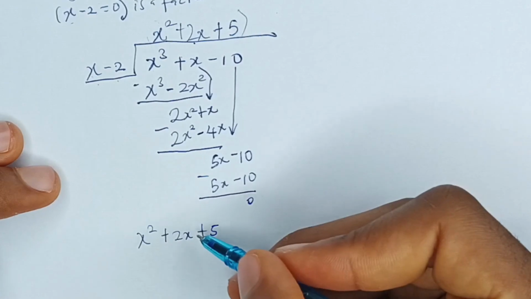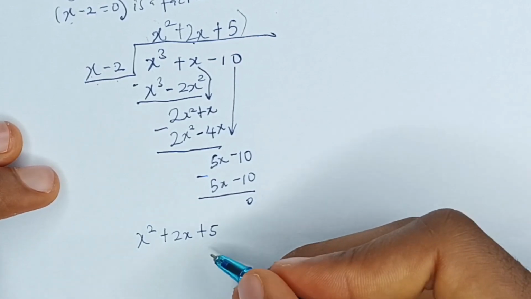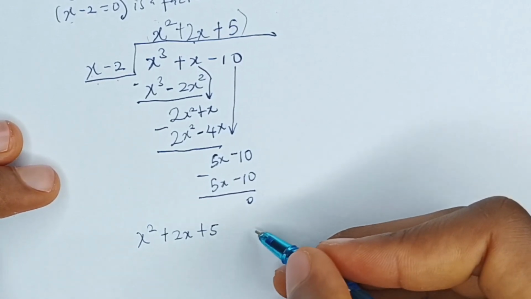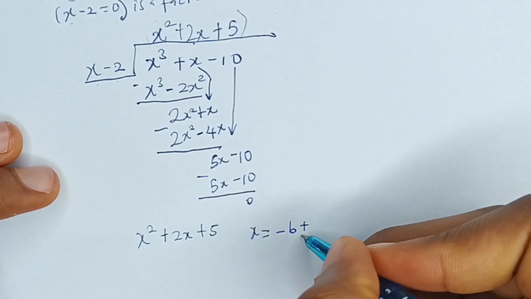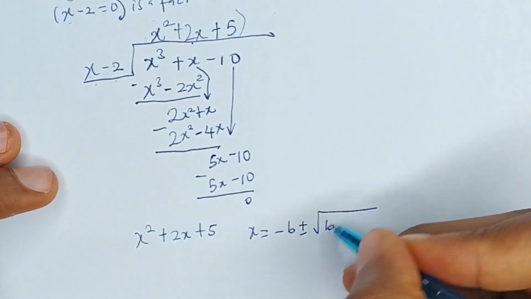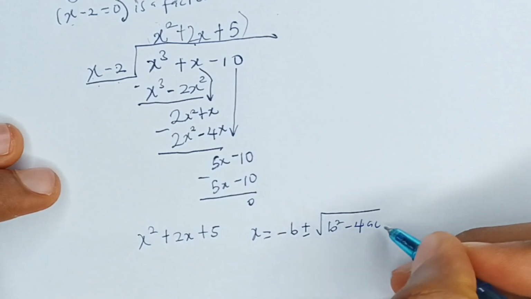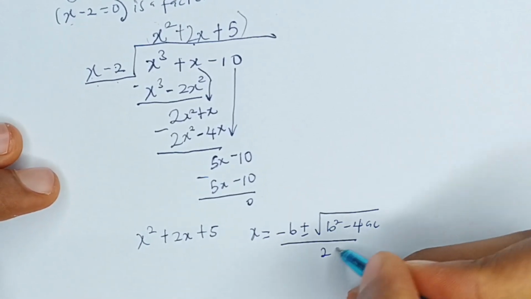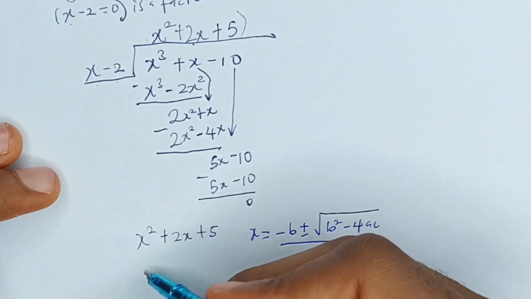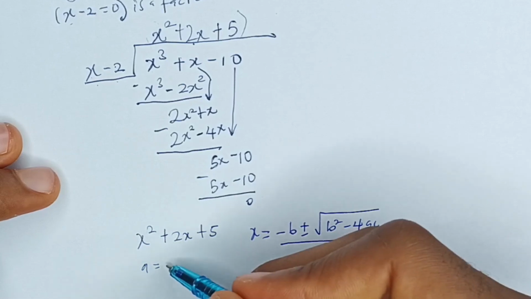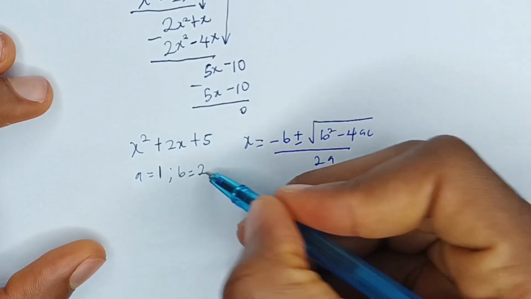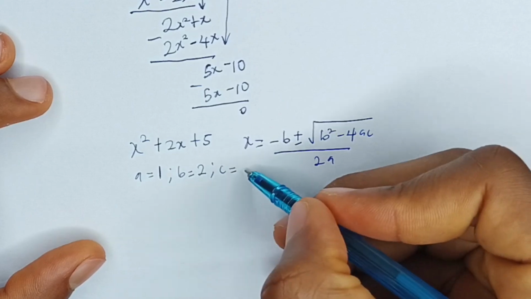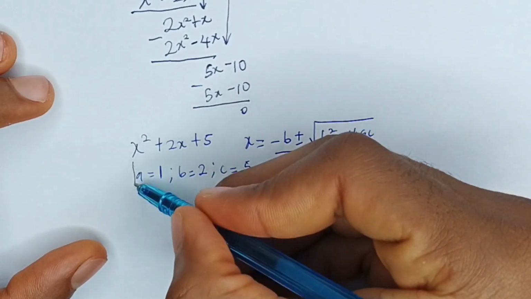Alright? Okay, solving this, we're using the quadratic formula. And quadratic formula simply states that x here will be equal to minus b plus or minus square root of b squared minus 4ac all over 2a. A is equal to the coefficient of x squared, which is 1. B is equal to the coefficient of x, which is 2. And C is equal to the constant term, which is 5. Alright?